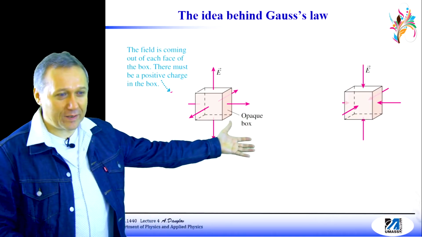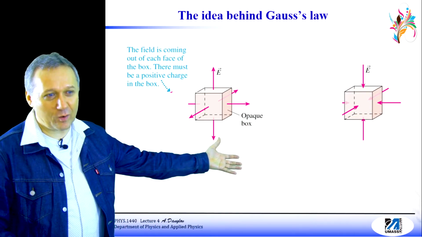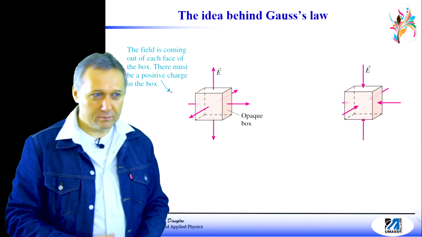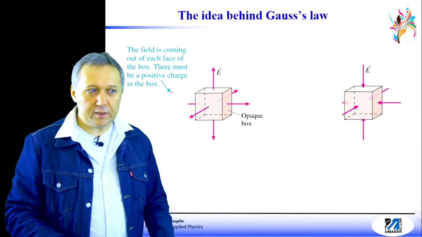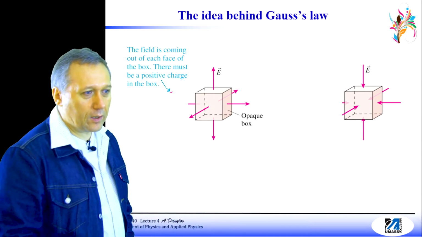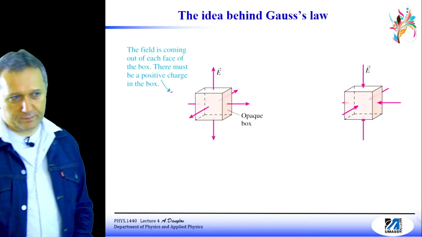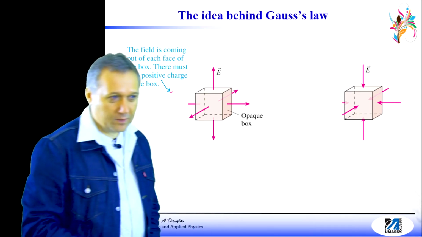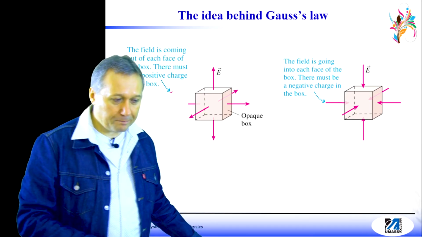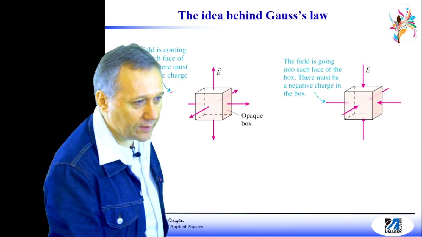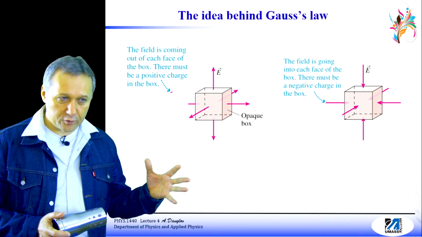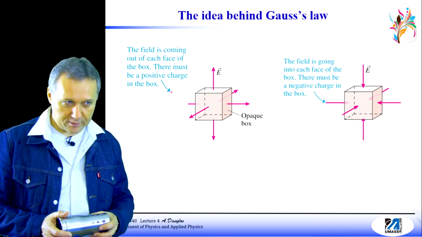Or this example, basically the same story, but now let's say electric field lines are getting into the box. We can immediately tell that inside of this box there is a net negative charge. But of course, as I said, Gauss's law gives us a much deeper understanding of the relationship between electric field on the surface and the amount of charge inside.